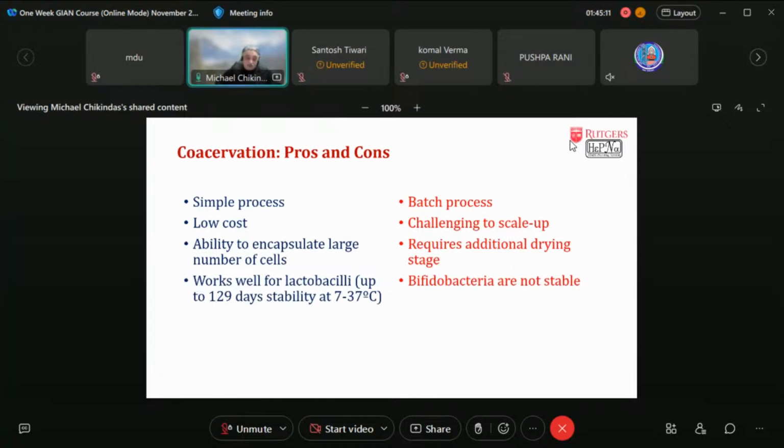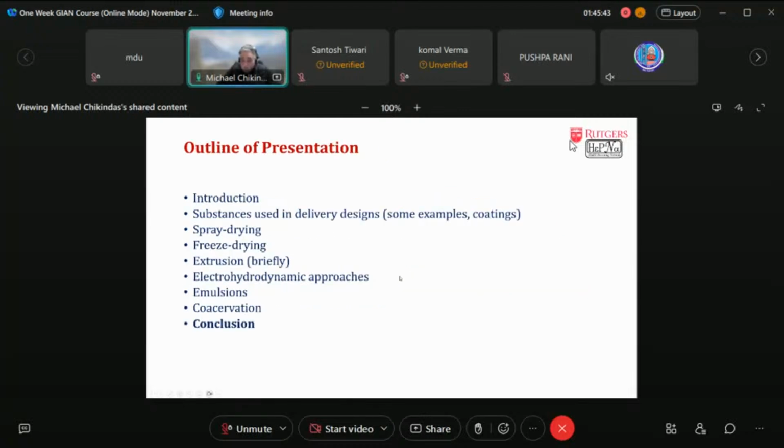Pros and cons: simple, low cost, a large number of cells can be encapsulated, and it works well with lactobacilli with decent stability, also at ambient temperatures. Cons: it's a batch process, it's difficult to scale up, it requires an additional drying stage, and of course, the bacteria are not as stable as we would love them to be.